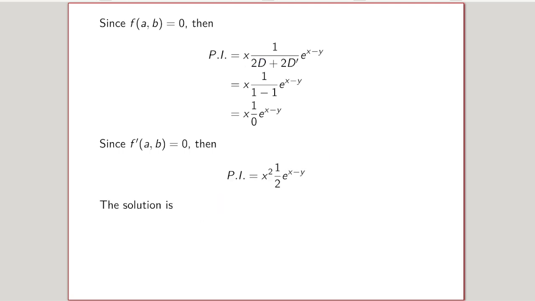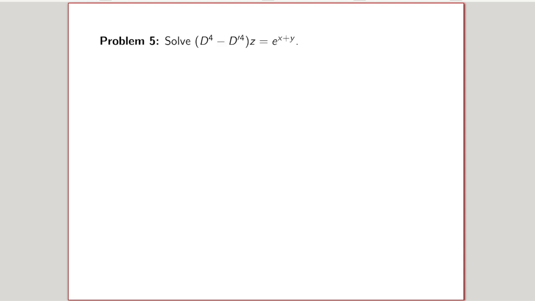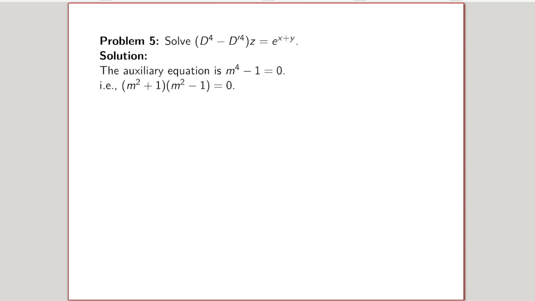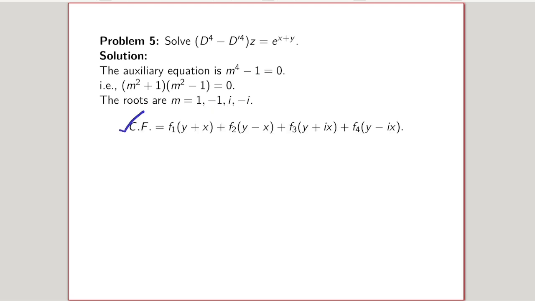Now to write the complete solution, it will be complementary function plus particular integral. We'll get this answer. So next one, d power 4 minus d dash power 4 into z equal to e power x plus y. So this is our auxiliary equation, m power 4 minus 1. We can see that as m square the whole square minus 1 square equal to 0. A square minus b square will be a plus b into a minus b. So the roots will be 1, minus 1, i and minus i. This is the complementary function.